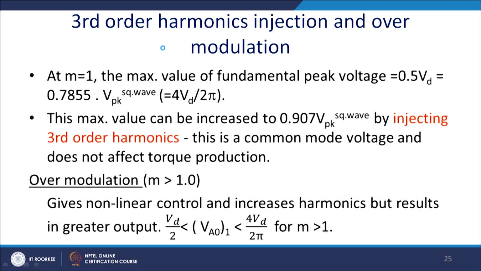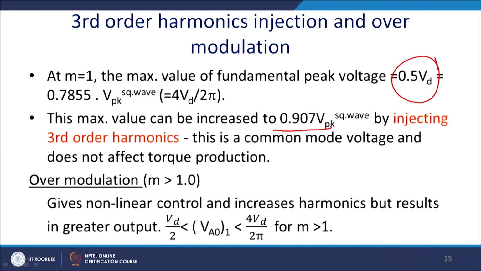The value of the fundamental voltage is actually 0.5 VDC, which is basically 4 pi d by 2 pi for the half bridge configuration. In this configuration we can show that this value can be increased 15 times more. So, the maximum value can be increased from 0.785 to 0.907 by injecting the proper amount of the third harmonic. Now, a different amount can be injected for different conditions.